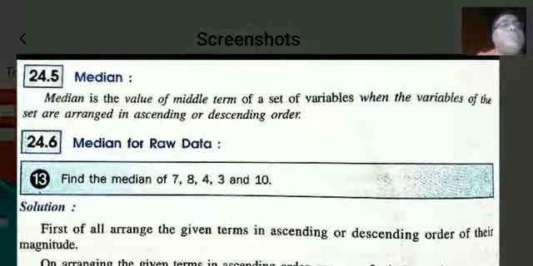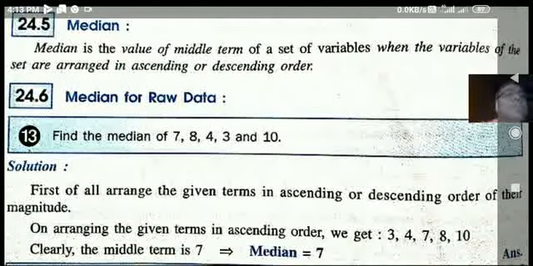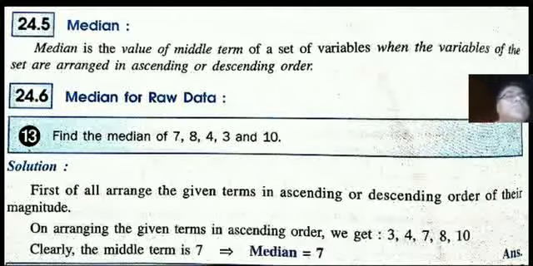Certain rule for you here. The rule is: the median is the middle term of the set of variables when the variables of the set are arranged in ascending or descending order. Here, to find out the median of raw data, the data is given in jumbled form. The jumbled data, you have to sort in ascending order, then find the n value. After that, you can find out the median.